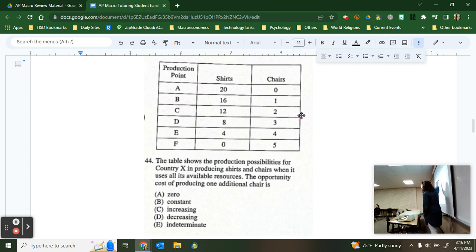Here, same thing. I get 1 more chair, I lose 4 shirts. I get even 1 more chair, I still lose 4 shirts. The differences between these things are the same. It's 4 every single time. And therefore, the slope would be constant. It's assuming that t-shirts and chairs are made with the same materials. And be a constant PPF curve, it would just be straight. Okay. Now let's practice some FRQs.